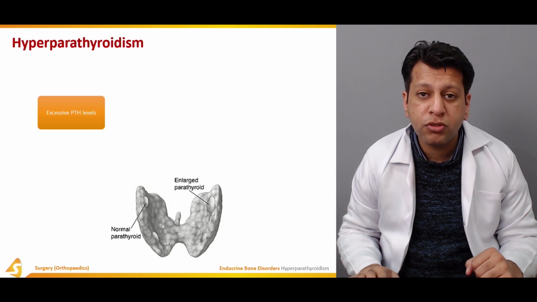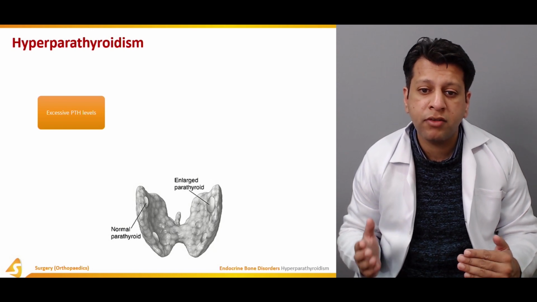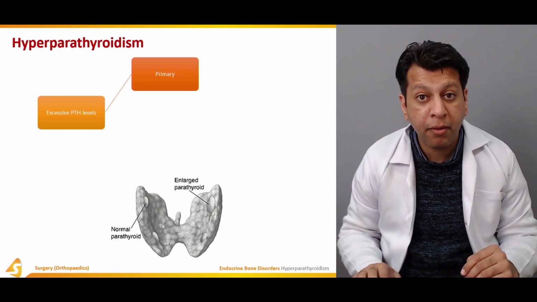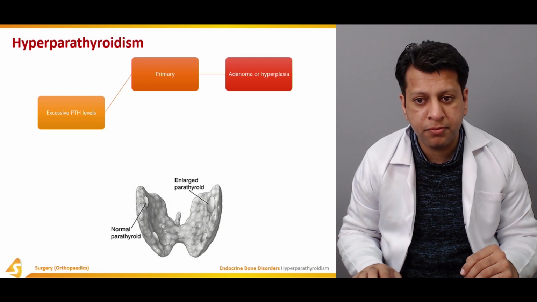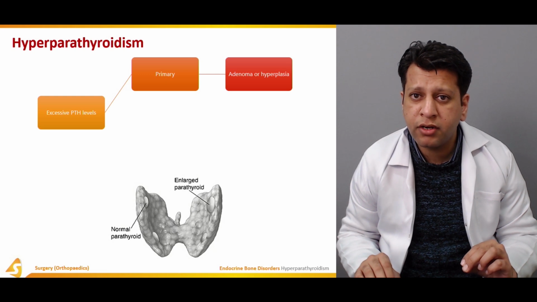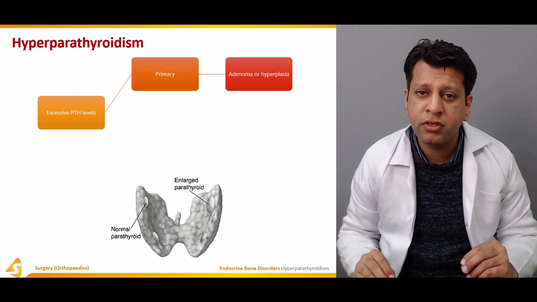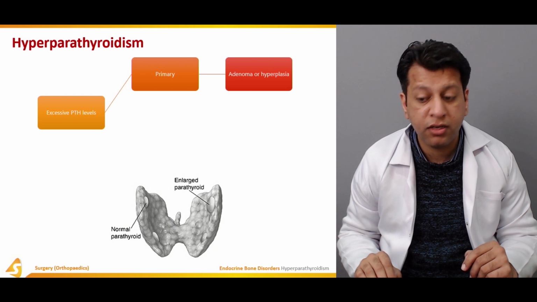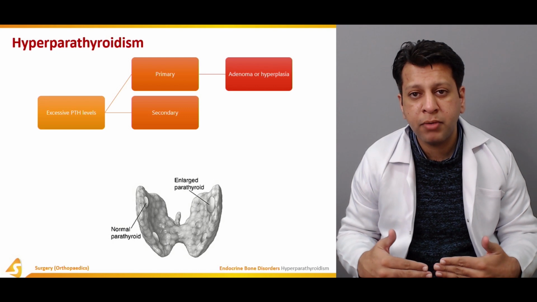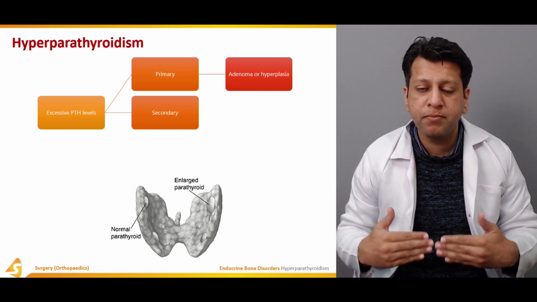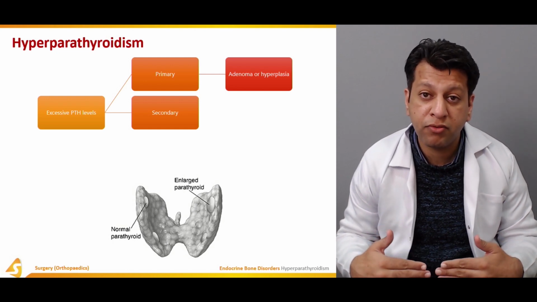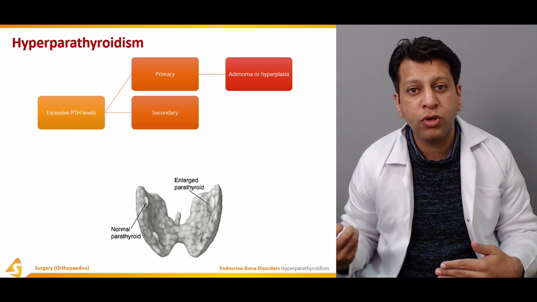Hyperparathyroidism means excessive parathormone levels, that is, excessive PTH levels. It could be primary, secondary, or tertiary. Primary cause is something inside the parathyroid glands which is secreting parathormone, which could be parathyroid adenoma or hyperplasia. In secondary, the parathyroid glands are normal, but they have to secrete excess PTH because of low calcium levels.